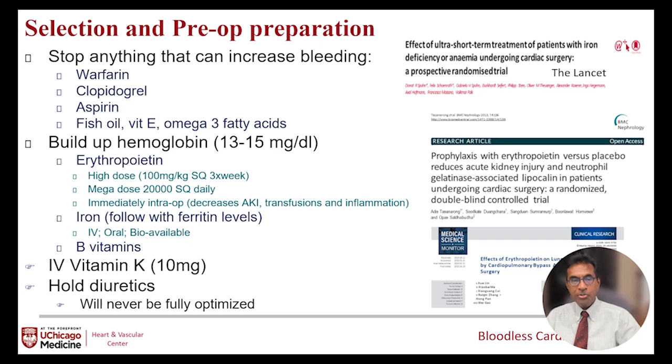Bioavailability is always a concern if given orally, so if they're in the hospital, we end up giving them IV iron. Prior to their procedure, we'll give them at least 3 or 4 doses of IV vitamin K, even if they have not been on Coumadin. And we hold their diuretics, and this is important because as you hold their diuretics, their blood volume comes up, and it allows for an easier pump run.